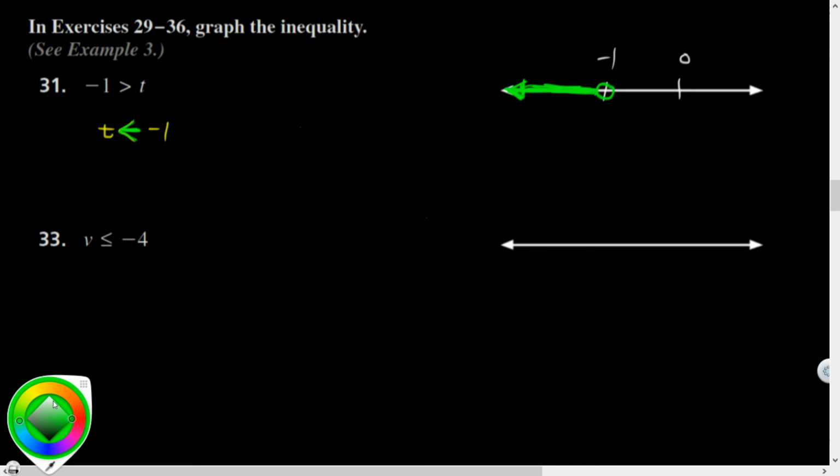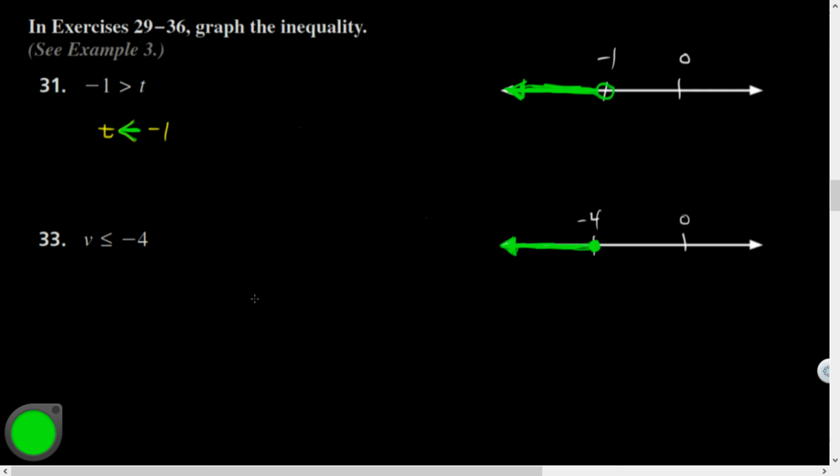All right, let's do this one. So I need a 0 in here. Yep, -4 is to the left of 0. And v is less than or equal, so solid dot or open dot? Solid, because it includes it.